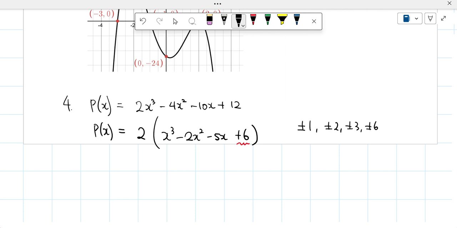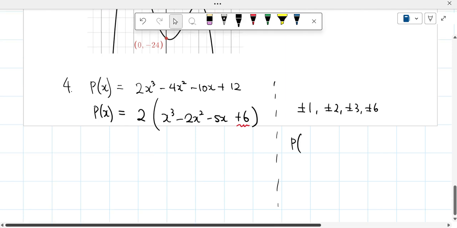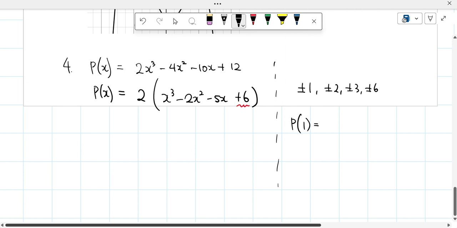So how do I check whether these pass or fail? Well, we simply compute p of that number and see if it works. So let's check on the side. Let's try p of 1 and see if it's equal to 0. So plug in 1 cubed minus 2 times 1 squared minus 5 times 1 plus 6. 1 minus 2 minus 5 plus 6.